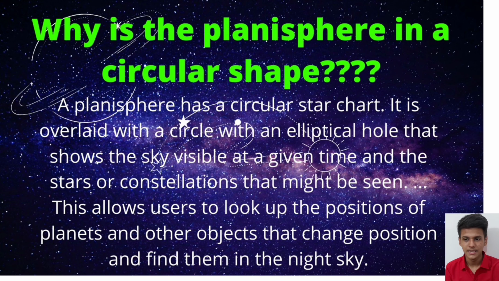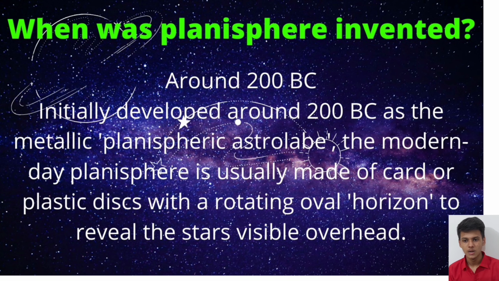Why is the planisphere in a circular shape? A planisphere has a circular star chart. It has a horizon which shows the direction, also overlaid by the celestial equator and ecliptic. By adjusting all this, we understand the star positions in the night sky more clearly. When was the planisphere invented? Around 200 BC. Initially developed as a metallic planispheric astrolabe, the modern day planisphere is usually made of card or plastic discs with a rotating oval horizon to reveal the stars visible overhead.